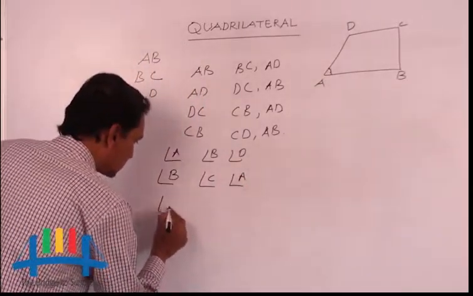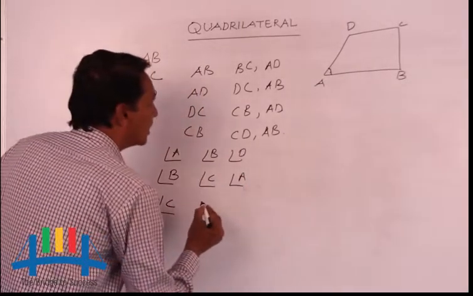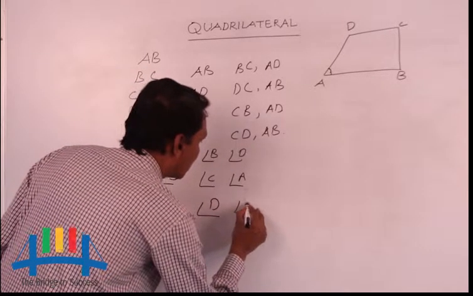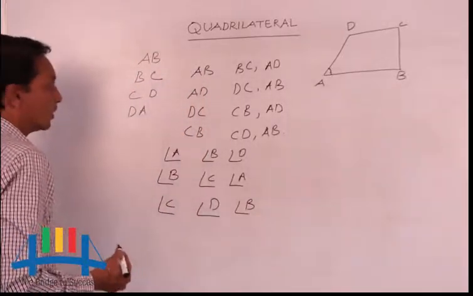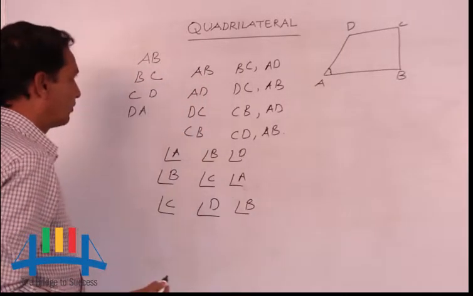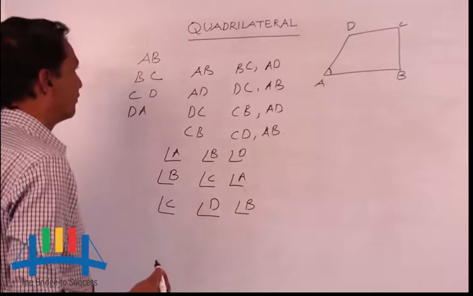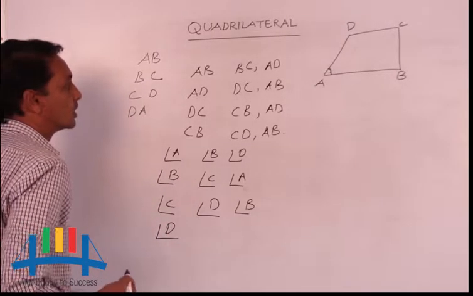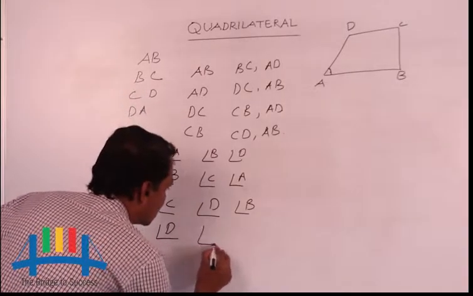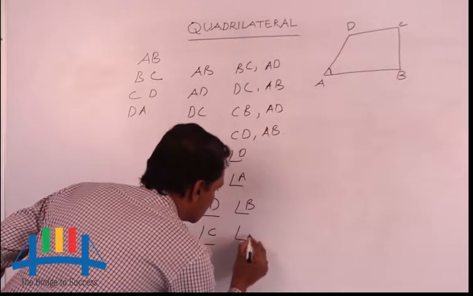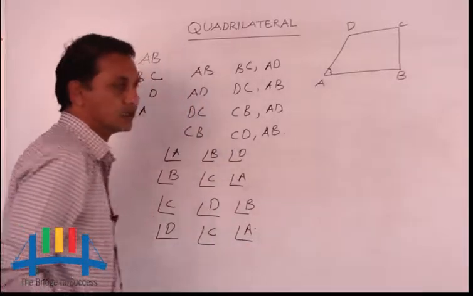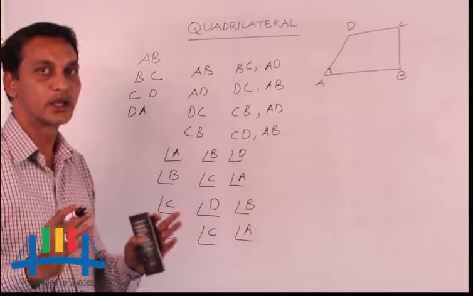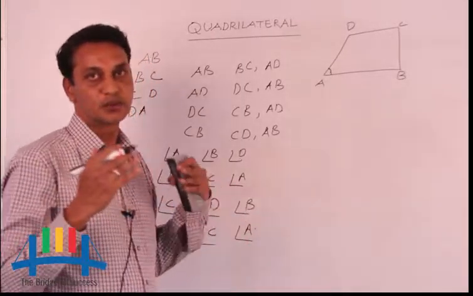Suppose you are taking angle C, what are the corresponding angles? Angle D and angle B are the corresponding angles. We have taken A, B and C. Now let's take D. For angle D, what are the corresponding angles? Angle C is a corresponding angle and angle A is also a corresponding angle. That is why we call this a quadrilateral. It will have 4 sides, corresponding sides and corresponding angles.